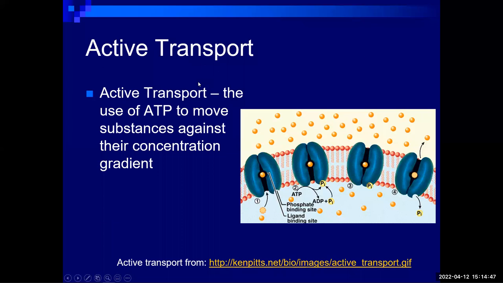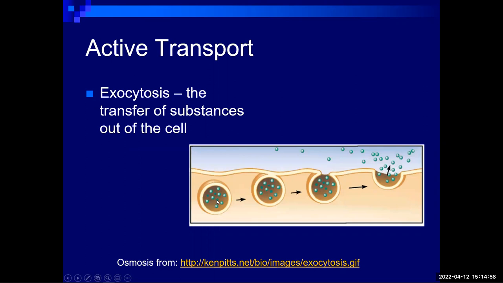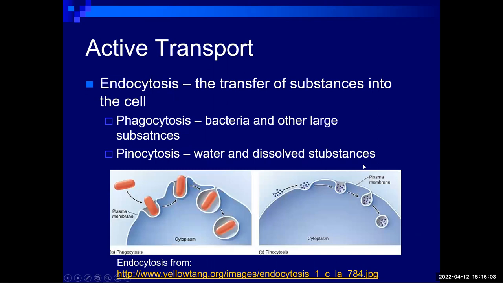Right, active transport. This is using ATP, so you're using energy to transport things across the membrane itself. Exocytosis is when the vesicles fuse with the membrane, releasing their contents to the external environment. Endocytosis is the reverse of exocytosis. You're taking something from the external environment and bringing it to the internal environment.